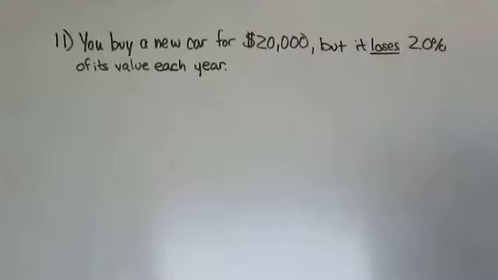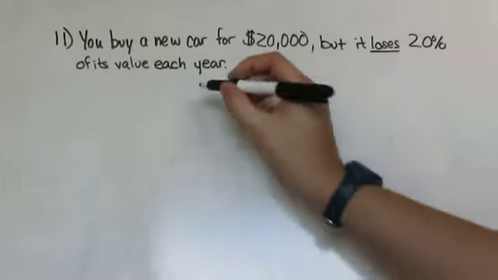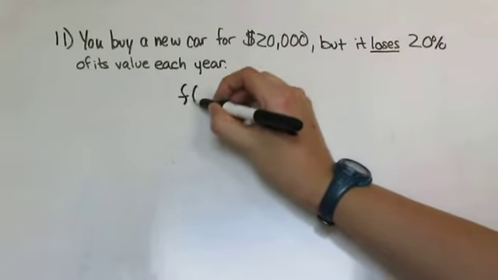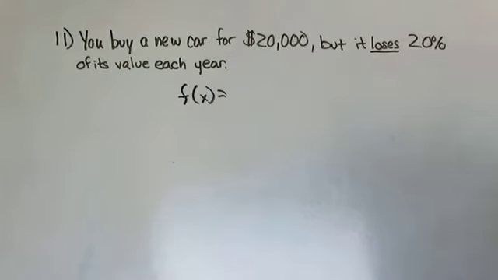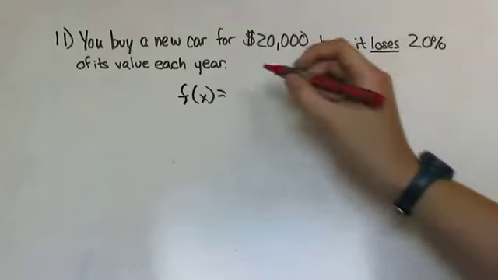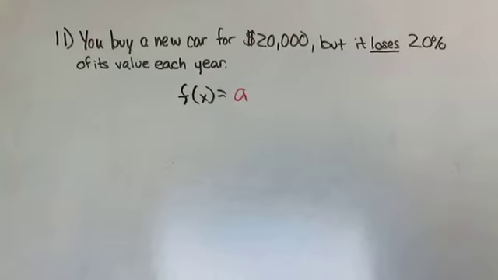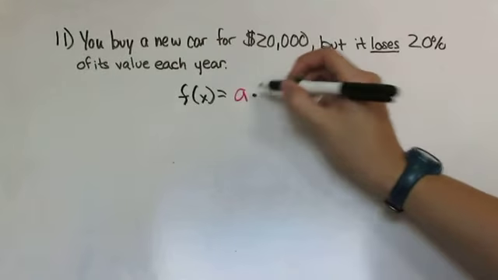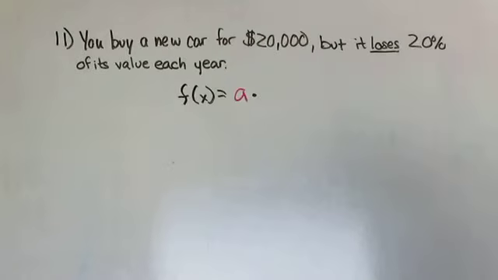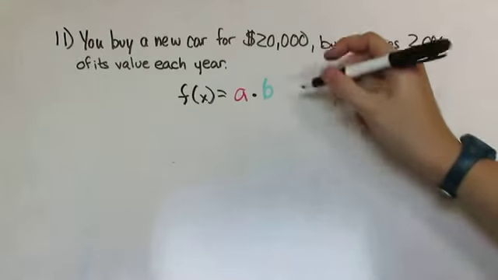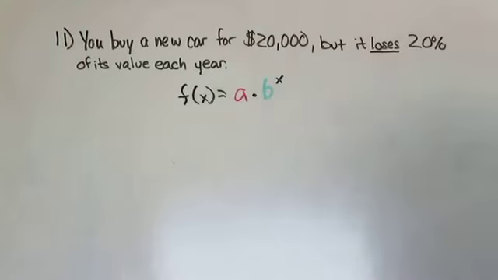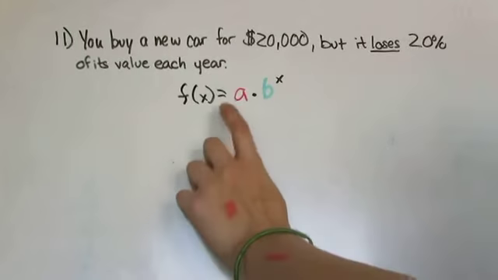So when we're thinking about how to write an exponential function, the first thing we have to think about is the general formula for an exponential function, which is f of x equals a times b to the x. So what does this equation mean?